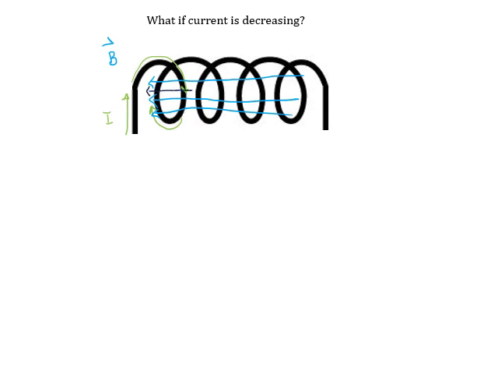Lenz's law says we're going to induce a new magnetic field that maintains that magnetic field. So if we make it smaller, the new induced field, B induced, is going to be in the same direction, to maintain the field. If that's our B induced, then our induced current is going to be in the same direction as the original current. So the induced current will also be in this direction. So there's the direction of our I induced. And that's what happens if we decrease I.